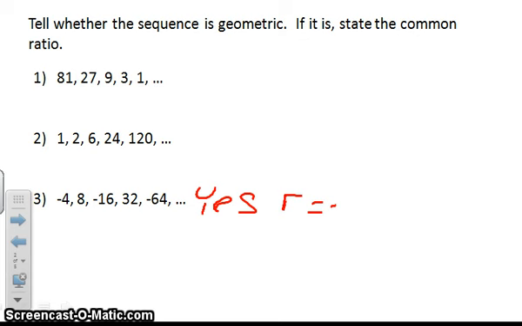Where does that R come from? R equals -2. So when we're finding a common ratio, we always denote it with the variable R.